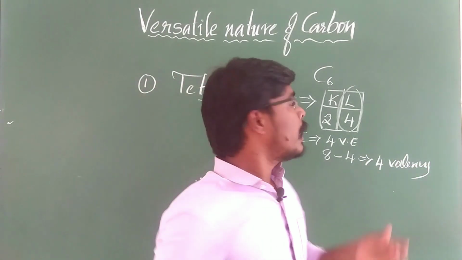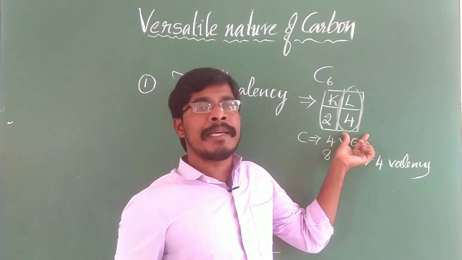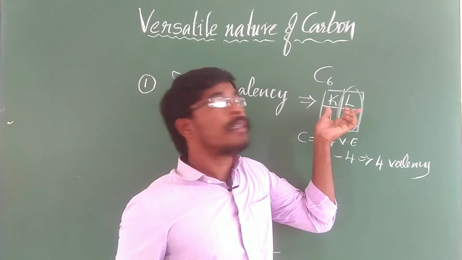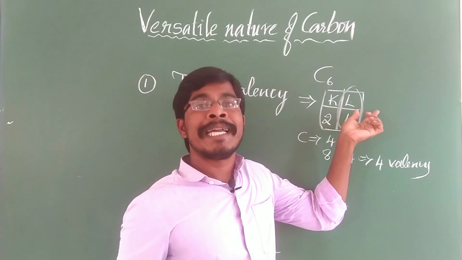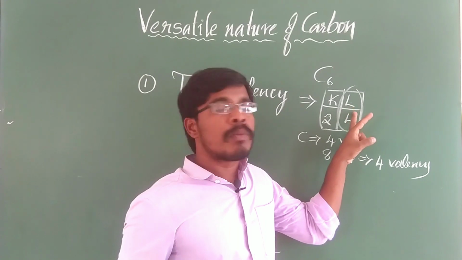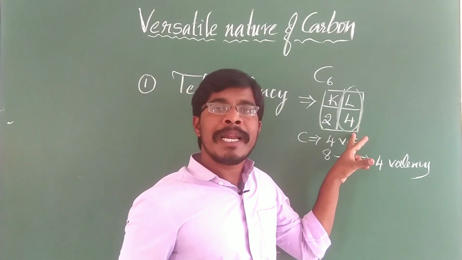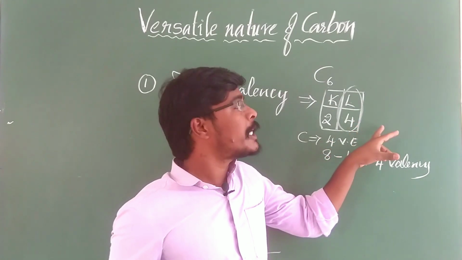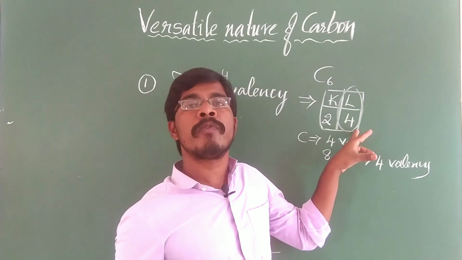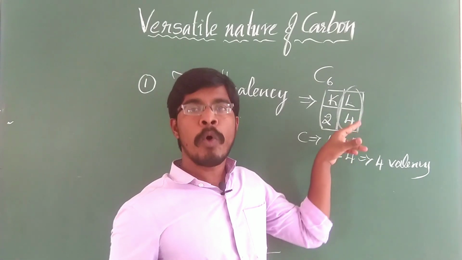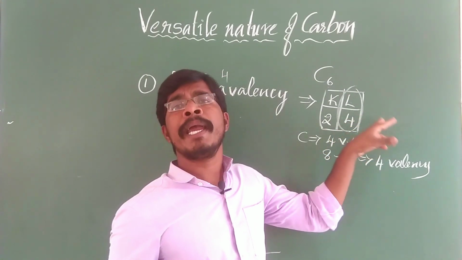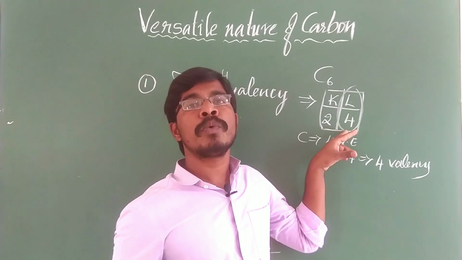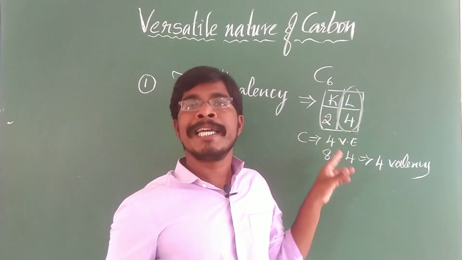Or in another way, if there are 4 valence electrons and carbon wants to get stability, then what should it do? It should get 8 electrons in the outermost shell. L is the outermost shell, and it consists of 4 electrons. How many electrons does it still need to go for stability? Still it needs 4 electrons. It may gain or it may share the electrons, but still it needs 4 electrons. Due to that, the valency of carbon is 4.